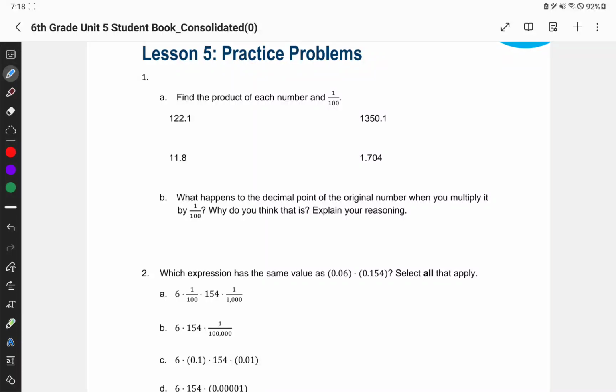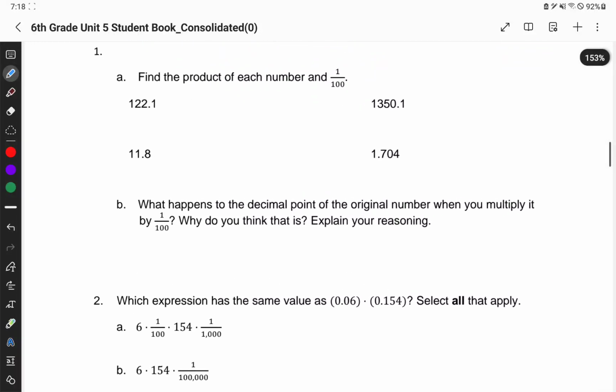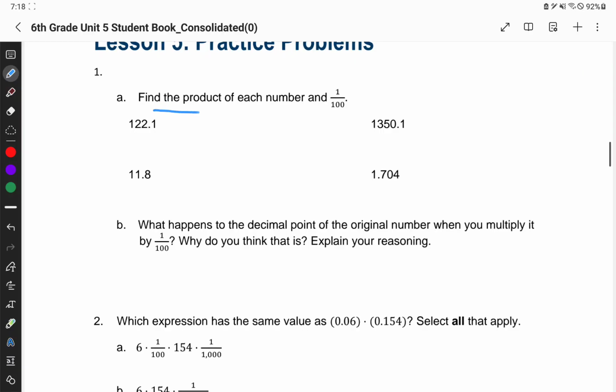Alright, so the lesson 5 practice. Here's your little video. Find the product of each number and 1/100th. So we multiply by 1 over 100. Well, that's the same as dividing by 100. So 122.1 divided by 100. We move the decimal 2 spots to the left, and so that's 1.221. And that's it. That's all we do.